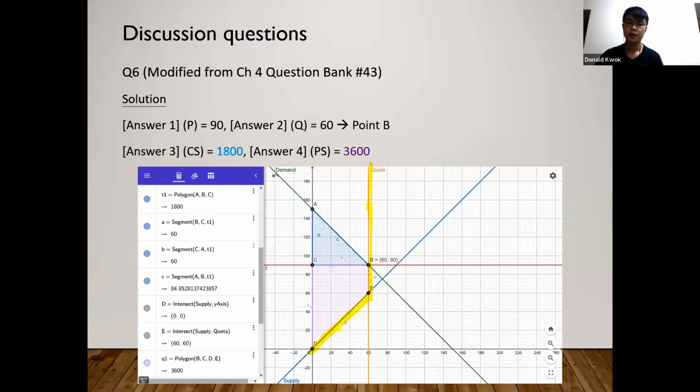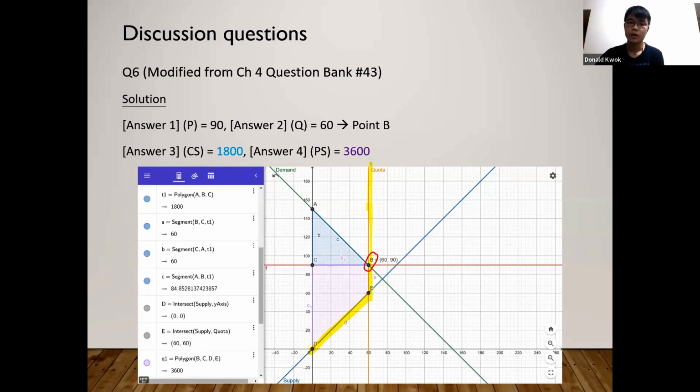So to determine the equilibrium point is simply the intersection between the downward sloping green demand and the yellow kinked supply. So point B would be the equilibrium point. The x coordinate will be giving us the equilibrium quantity 60, while the y coordinate will be giving us the equilibrium price 90.